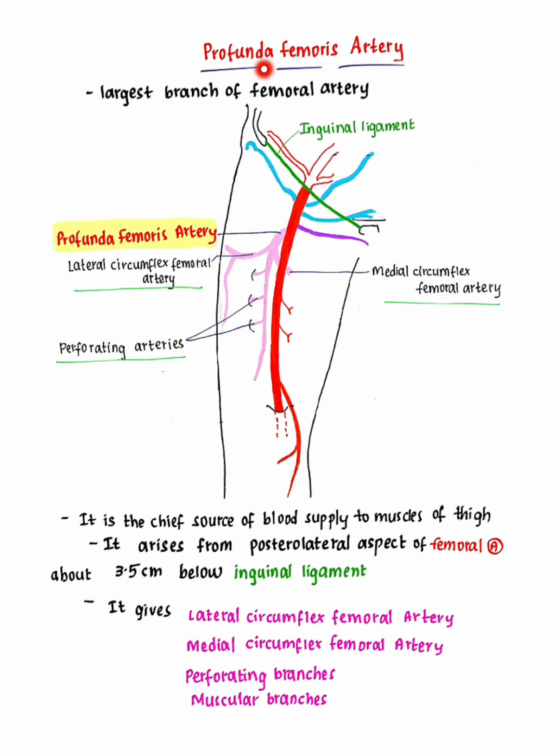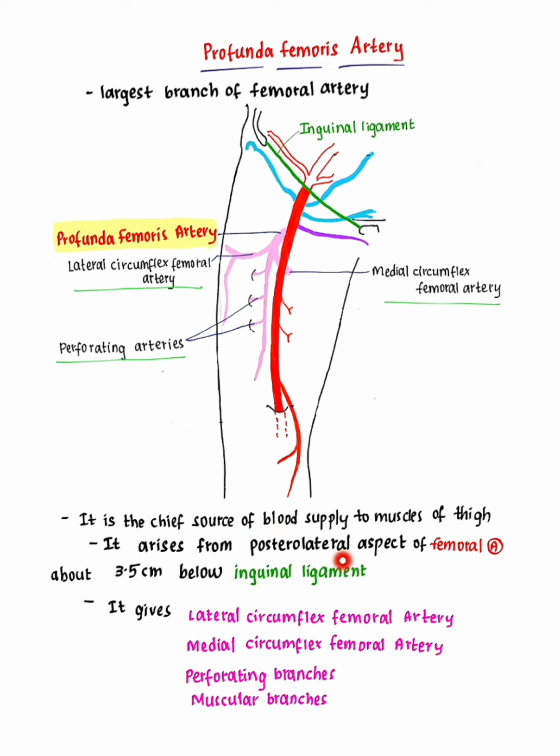Let us now learn about profunda femoris artery. Profunda femoris artery is the largest branch of femoral artery. It is the chief source of blood supply to muscles of thigh. Profunda femoris artery supplies muscles of all the compartments of thigh. Hence, it is the chief source of blood supply to muscles of thigh.